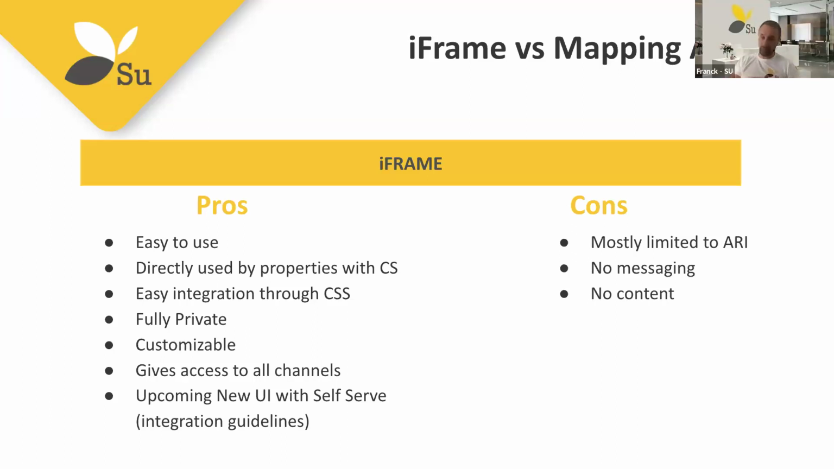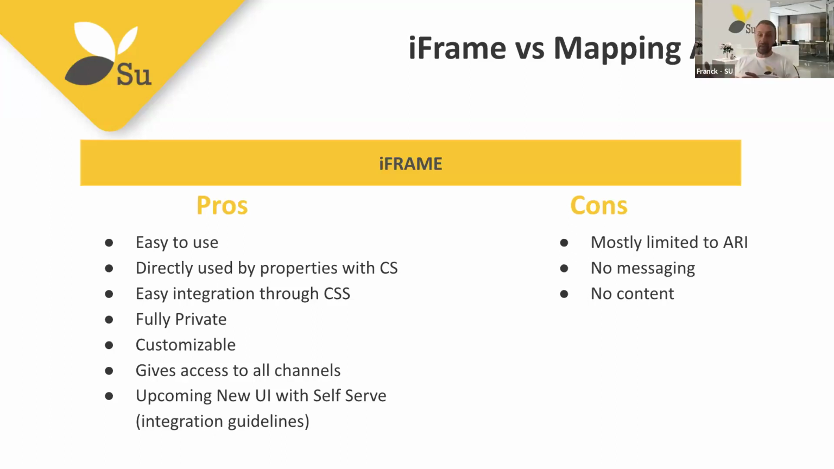For example, with Airbnb, we're trying to match everything available through the mapping API in the iframes. But that takes a lot of work. It's in the works, but it's not fully done yet. And usually you have no messaging, no content, nothing like that. So it's related to mapping and ARI alone.